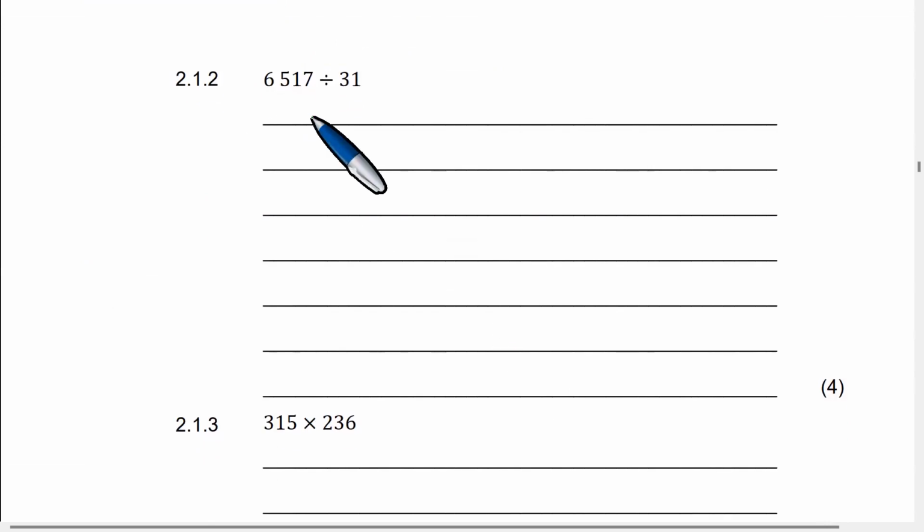This one divided by 31. What do you think the answer is? Calculating. You have 6517, you divide by 31. 31 goes how many times into 6? It doesn't go. 31 goes how many times into 65? It divides 62.